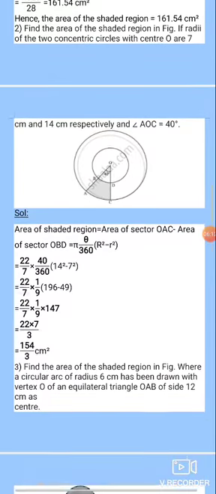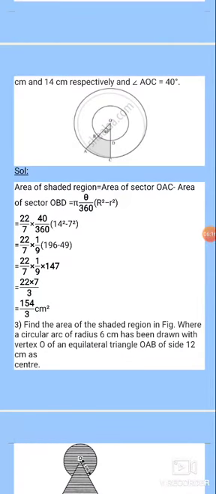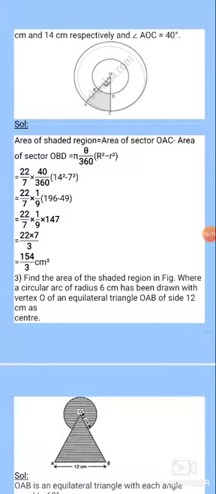Now the third question. Find the area of the shaded region where a circular arc of radius 6 cm has been drawn with the vertex O of an equilateral triangle OAB of side 12 cm as center. So here one equilateral triangle and also one circular region is there. So we know all the angles of an equilateral triangle are how much? 60 degrees. Okay, now listen carefully.